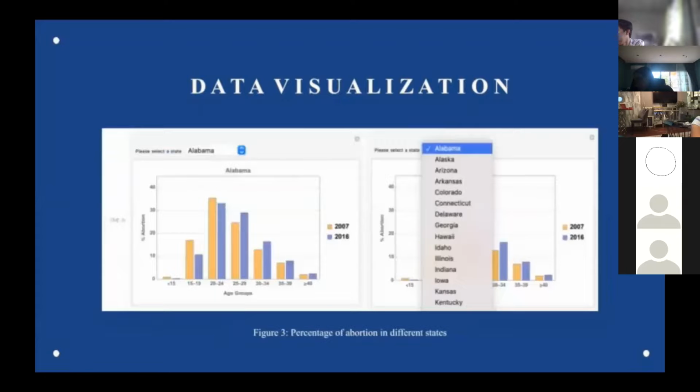Figure 3 is a visualization of the number of abortions based on age groups. The horizontal axis represents the age groups, while the vertical axis represents the percentage calculated from the number of abortions divided by the total abortions reported by known age and multiplied by 100. The user can choose the states for visualizing the abortion data.